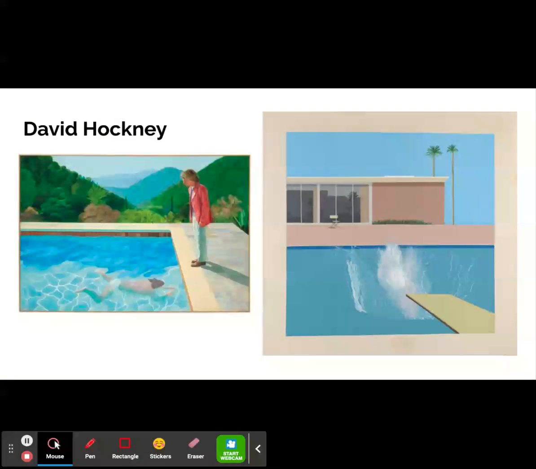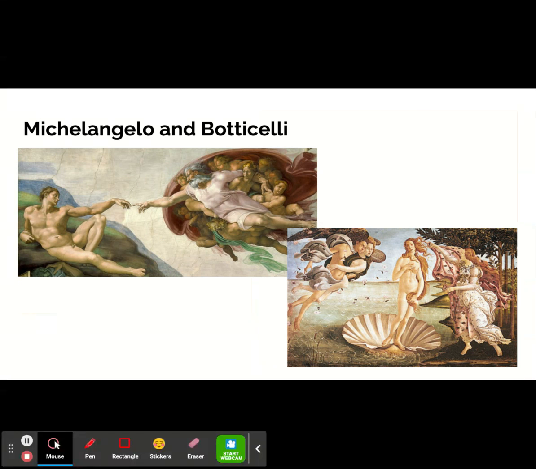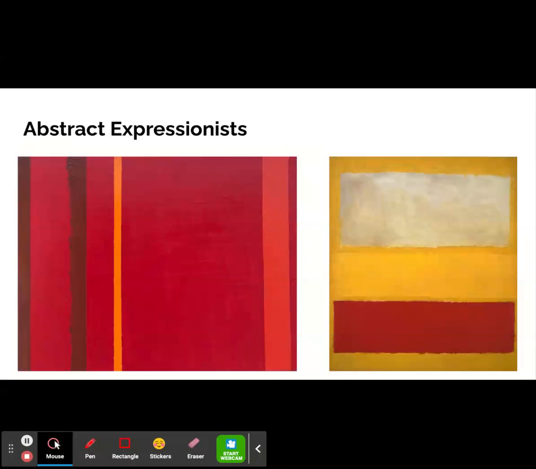We then moved back in time to David Hockney. Hockney epitomizes the sun-drenched, pool-filled afternoons of Southern California, where he lived for many years. We went even further back to study Renaissance art, in particular Michelangelo and Botticelli. We learned how these two artists used mythological and religious figures in their work, and how they focused on the musculature and anatomy of man to create their detailed images.